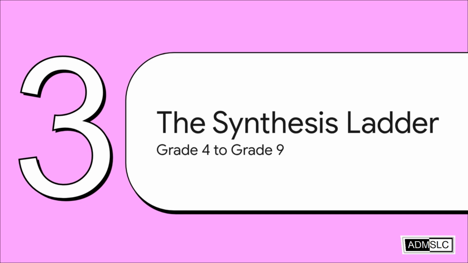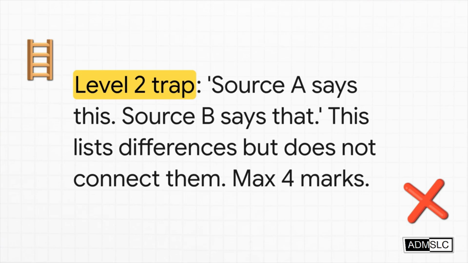Okay, theory's great, but how do we actually do this in an exam? Let's picture it. We're going to climb the synthesis ladder, moving rung by rung from a basic kind of meh answer to one that absolutely screams top marks. Right, here we are at the bottom, rung 1. This is just a list. You've spotted a difference, which is a start, but the points are totally separate. Source A says this, full stop. Source B says that, full stop. That is a classic level 2 answer, and it will never get more than 4 marks. Why? Because there's no connection, no synthesis.